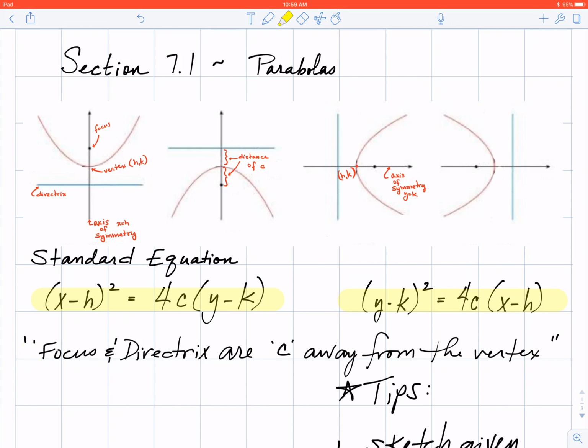I've also made this statement here that the focus and the directrix are c away from the vertex. I've already said that and showed it in that second picture, but that's just to restate it.